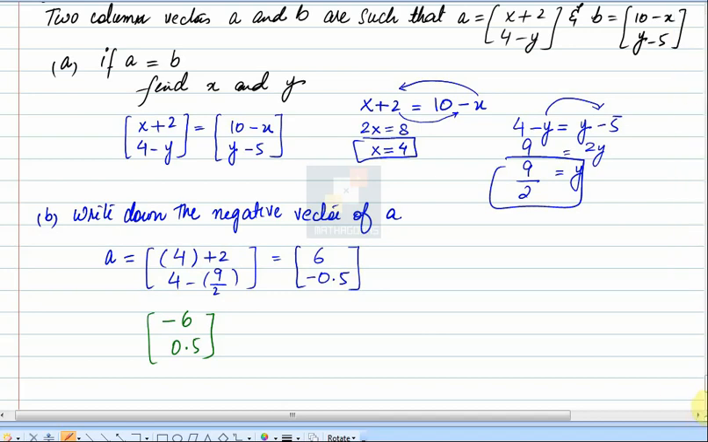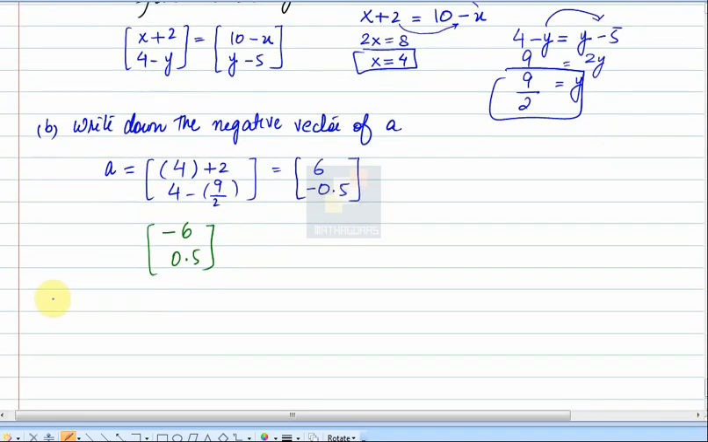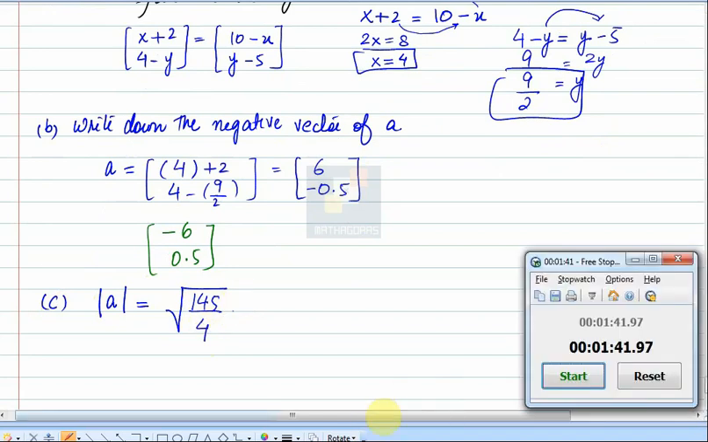In the next part, you need to find the magnitude of A, and you need to show that it equals the square root of 145 divided by 4. For that part, I'll give you a time of approximately 1.5 minutes. Start.